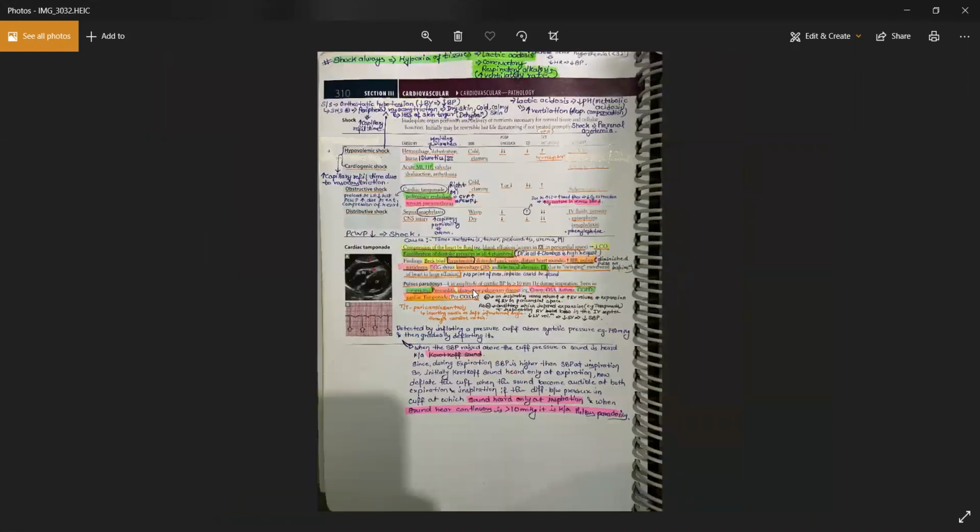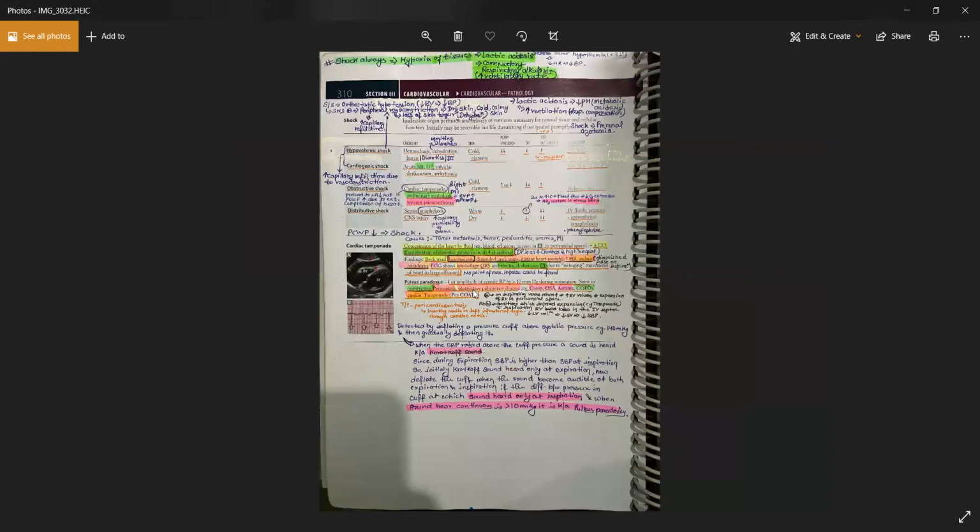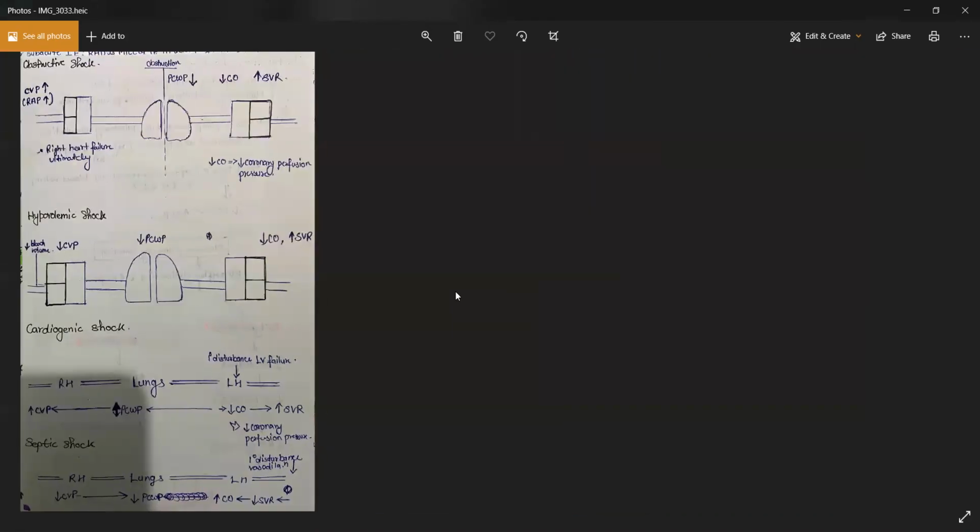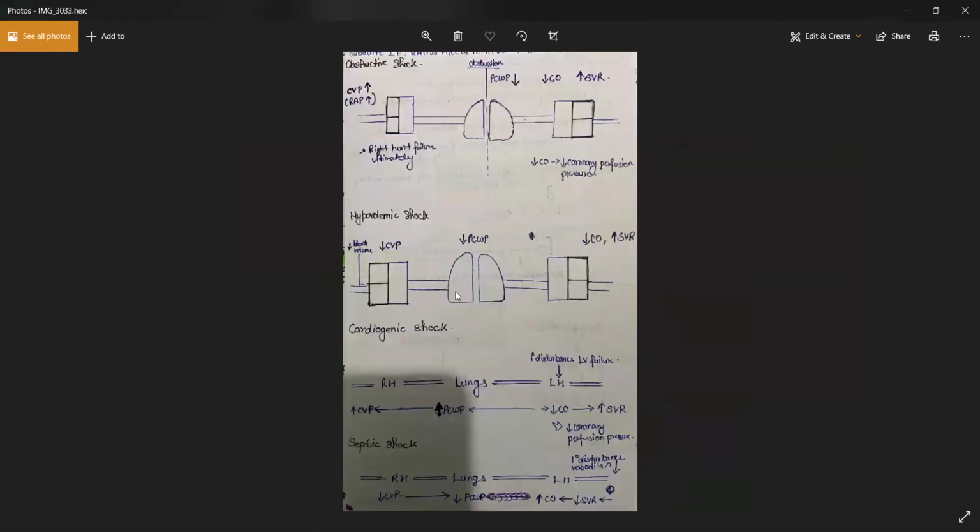Any doubt on the shock? No. Okay. Just look at the diagrams. These diagrams are very important. They are all given in the UWorld. You just need to look where the obstruction or where the cause is existing.